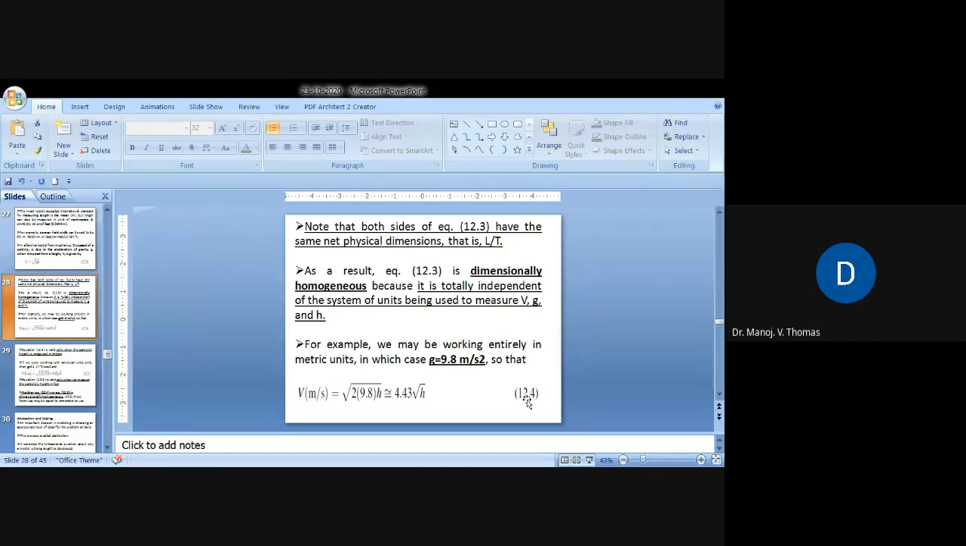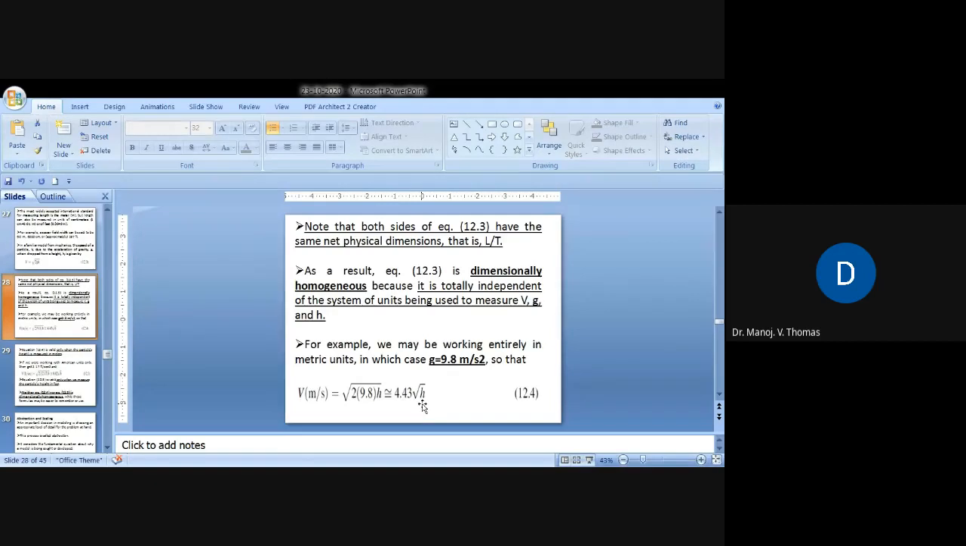Now we try to modify that equation a little bit. V is equal to square root of 2 into g into h. If you take g as 9.8 meter per second square, we are modifying it to square root of 2 into 9.8 into h, which is roughly equal to 4.43 into square root of h. Now look at this equation, numbered 12.4: V in meter per second is equal to 4.43 into square root of h.